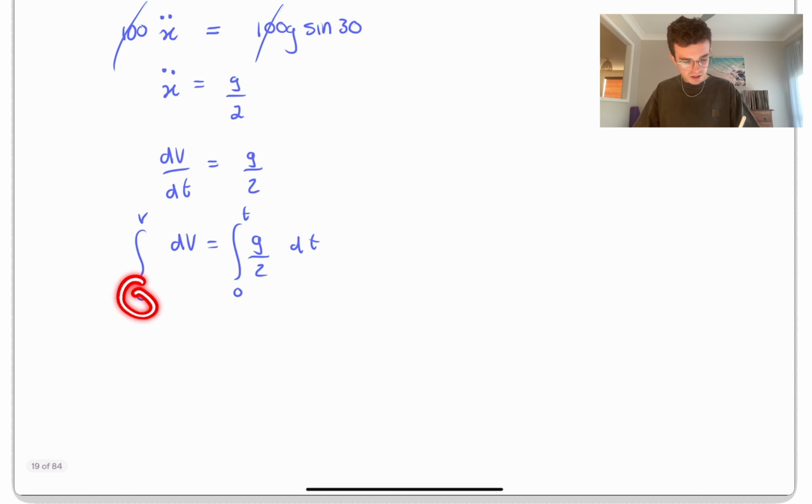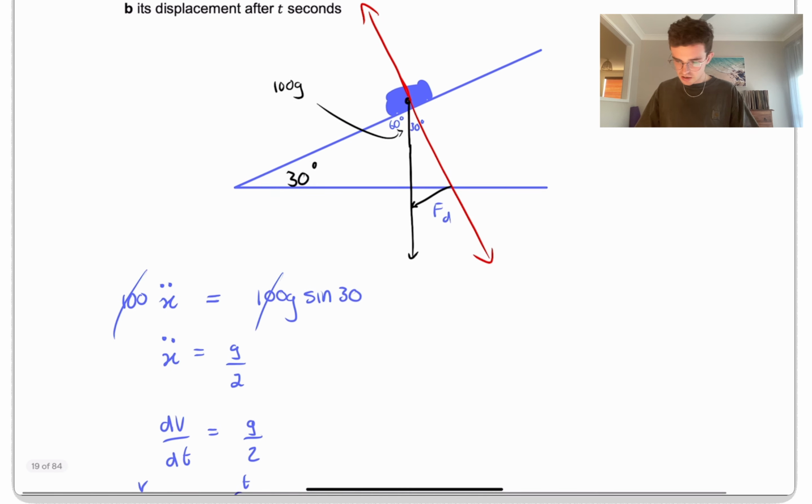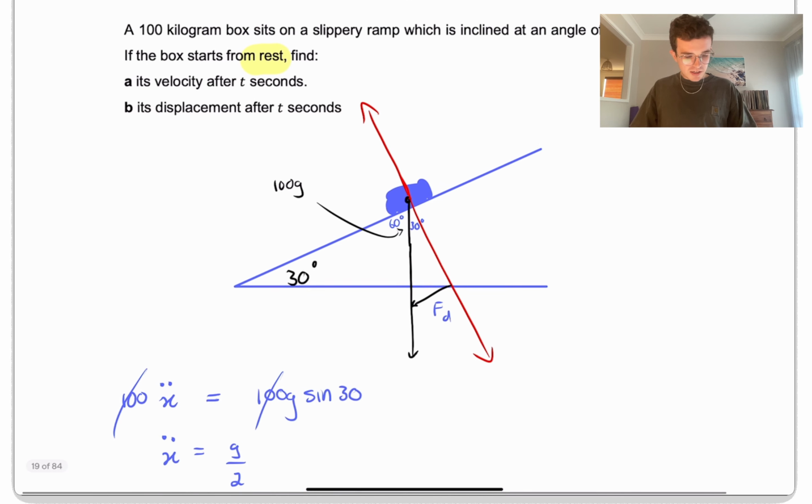These correspond with each other. If we started at 1 second, then this would be 1. So integrating, we get v is equal to g on 2 t from 0 to t. And I think I've missed a, no, so yeah, we get velocity is equal to gt on 2. Okay, that's its velocity after t seconds.